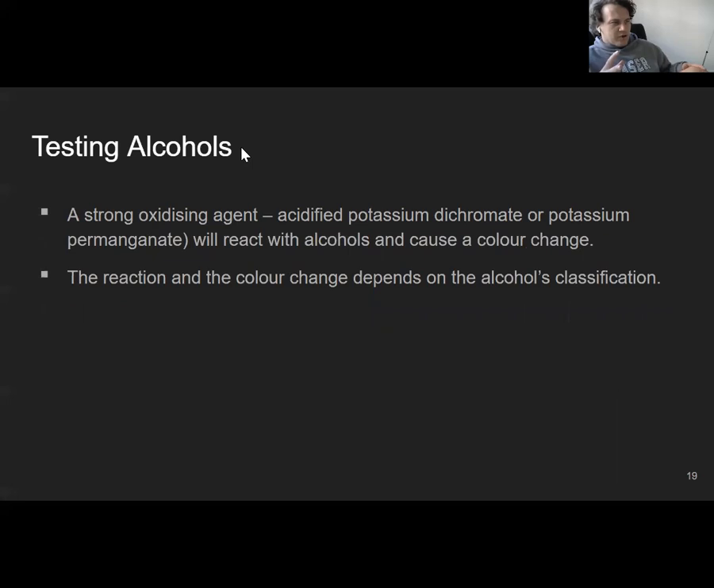So you may have done this at school in grade 11 or 12 for your organic chemistry, but the acidified potassium dichromate or potassium permanganate reacts with the alcohols to cause a color change. And I might have a look on YouTube for a video of this. And the reaction and the color change depends on which alcohol you're looking at.